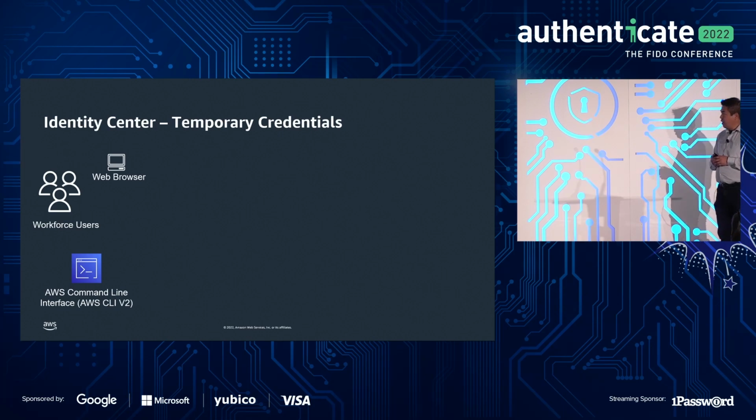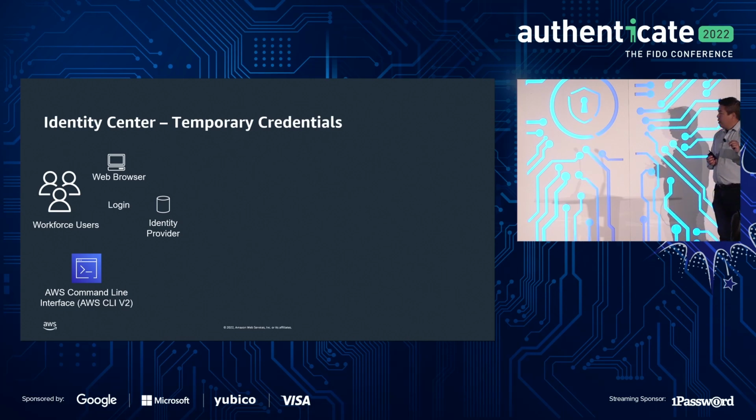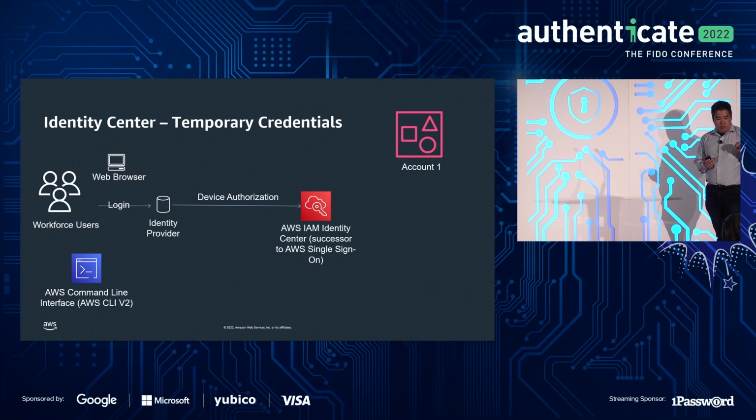So here's a high-level workflow. We have workforce users on the left. They have a web browser, and they have the command line interface already installed on a laptop. So you have to have a web browser, and you have to have the command line installed. You have that, you log into your identity provider, and you do a device authorization flow into AWS IAM Identity Center.